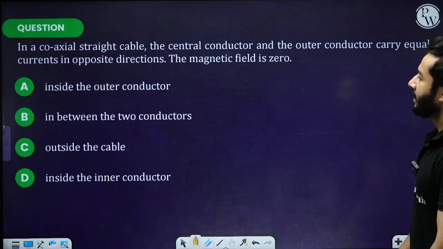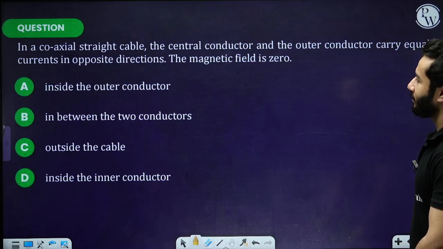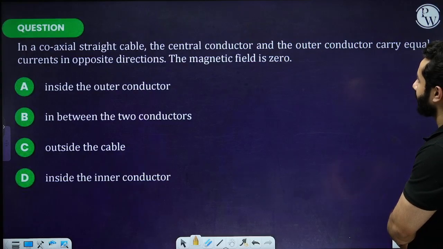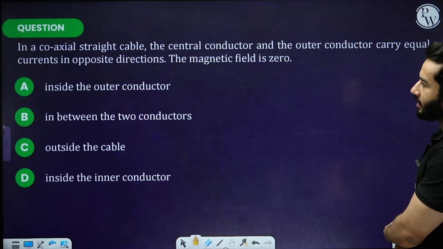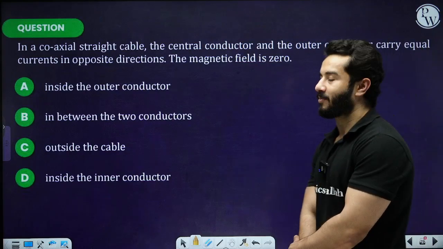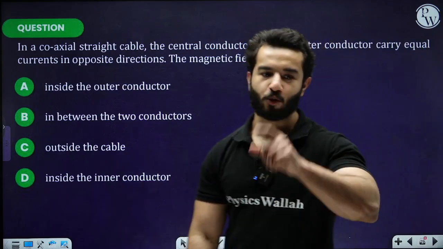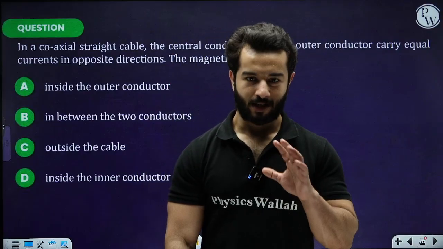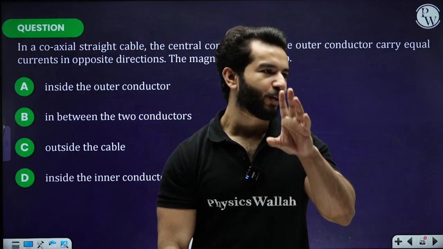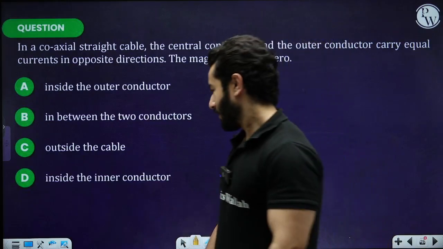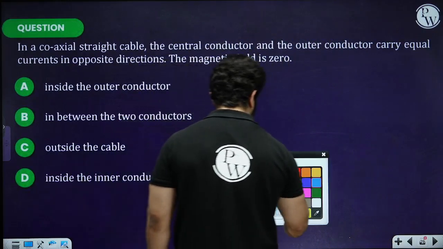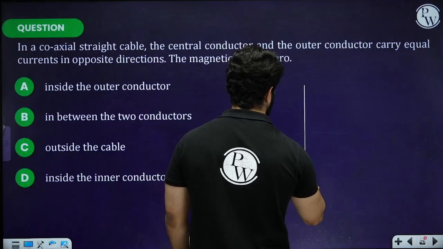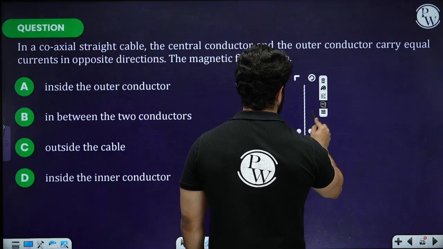Question says, in a coaxial straight cable, the central conductor and the outer conductor carry equal currents in opposite direction. The magnetic field is 0. Please do it by yourself. I'll do it, I'm not saying I'm not doing it, but pause the video and try to solve it. By the time, I'll draw the diagram. They are saying something like this.